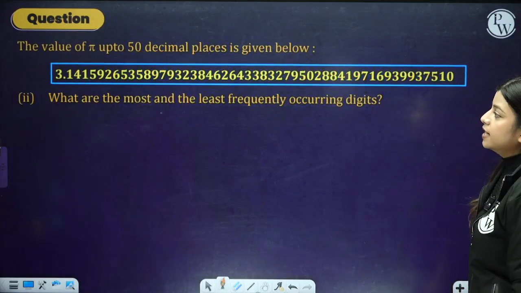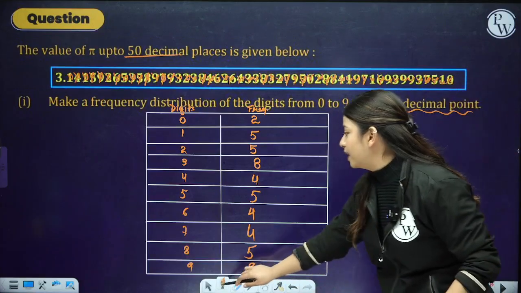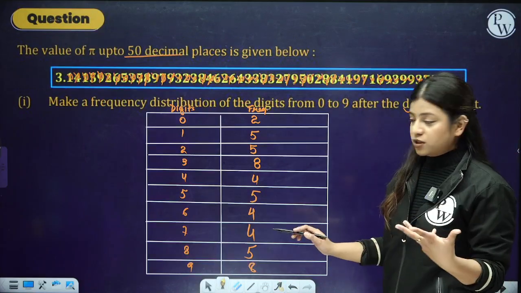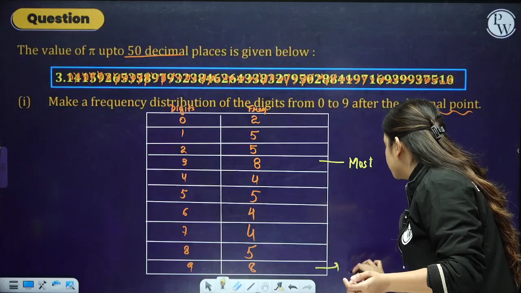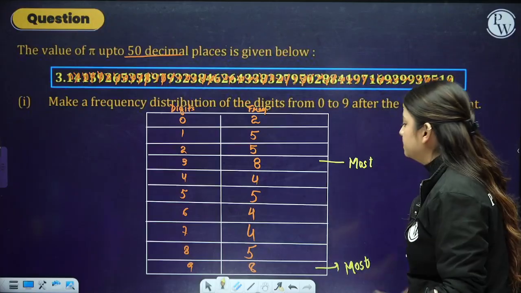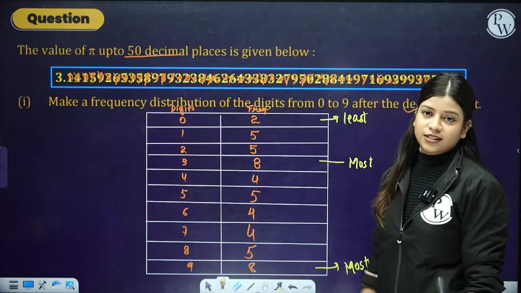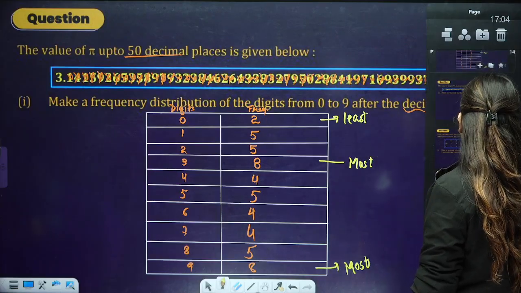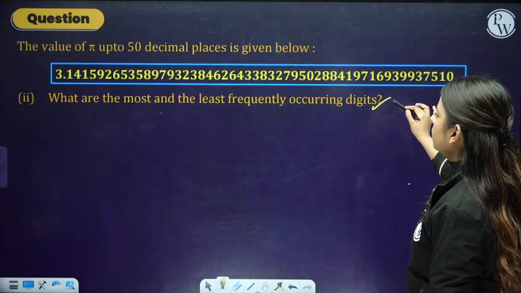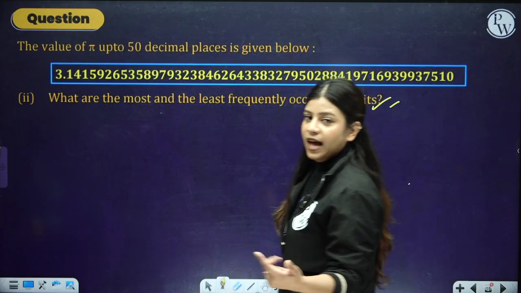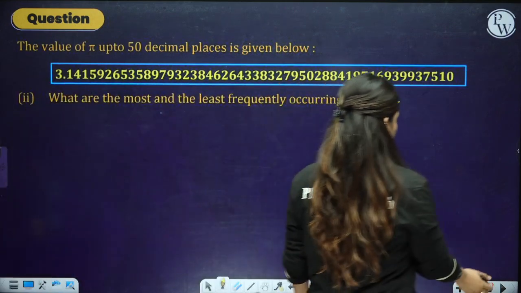Now the next thing is, what are the most and the least frequently occurring digits? Most frequent means the number which is coming most of the time. So 3 is most frequently occurring, and 9 is also most frequently occurring because both of them occur 8 times. The least occurrence is of 0. So the most are 3 and 9 and the least is 0. I hope this is clear to everyone. Now let's move to the next question.